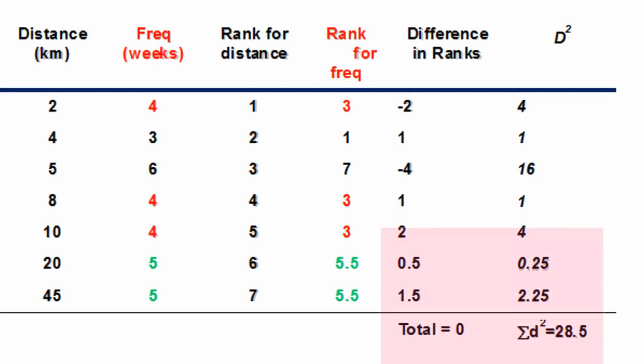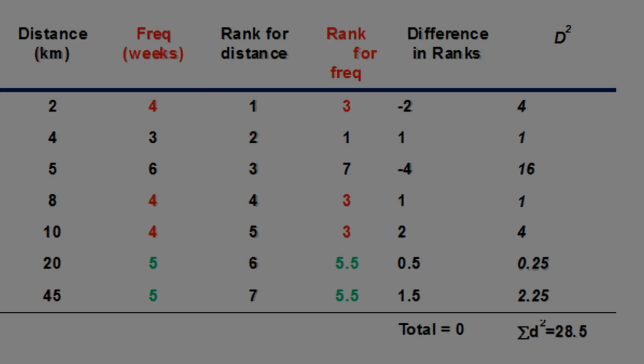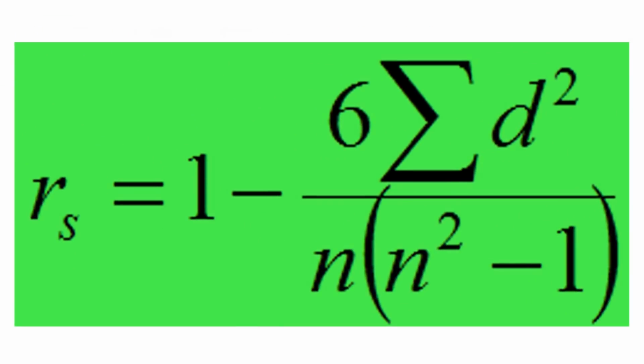Now, in the 5th column, I tried to find out the differences in rank. And in the 6th column, I squared the difference and finally I added up and I got summation d squared. Now, finally, applying the Spearman's rank correlation formula, I will get the value of Spearman's rank correlation, which is represented as R subscript S.